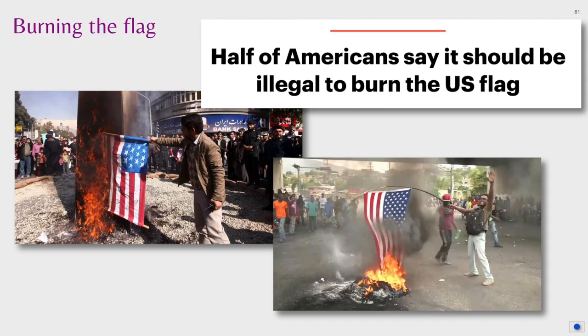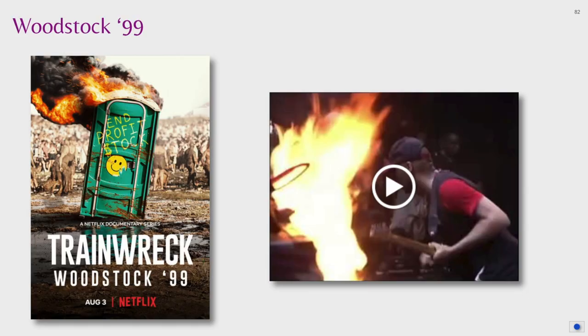It turns out that half of Americans say it should be illegal to burn the US flag. Americans themselves do it when they want to be controversial, as Rage Against the Machine did at the end of their set at the infamously pyrotechnic Woodstock 99 festival.